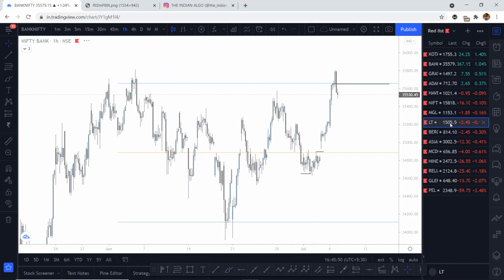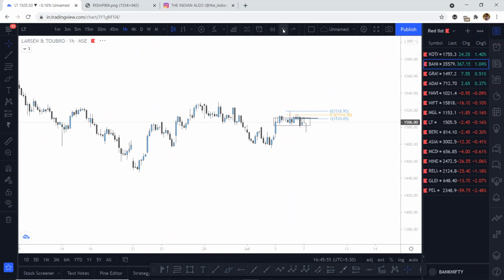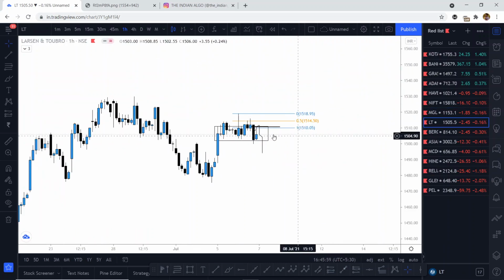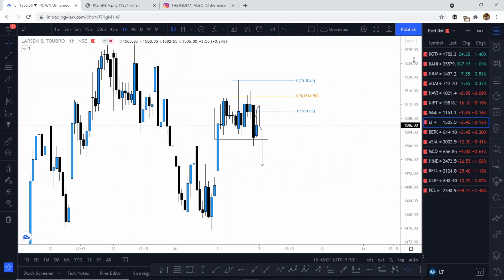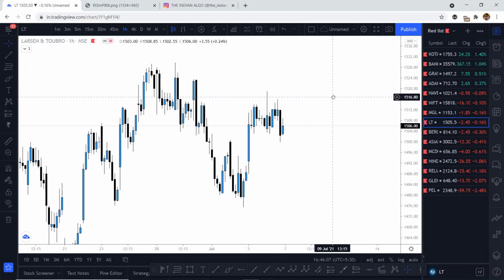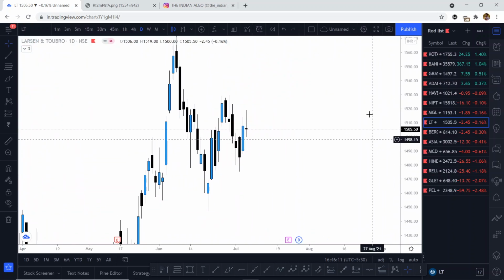Also, there's one trade in this LT. If you see, I'll just mark the phases for you in LT. So this is something that you can trade in the coming days. Simple reason, if I tell you, look at the analysis. I'll go to the daily time frame and we'll try to understand the analysis.